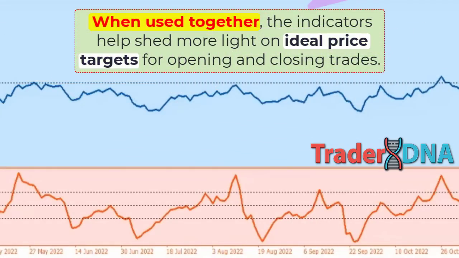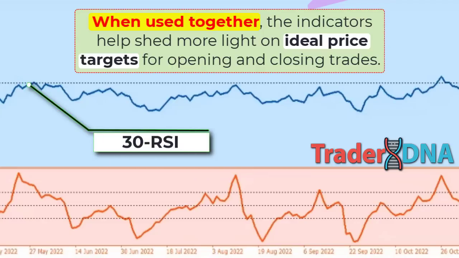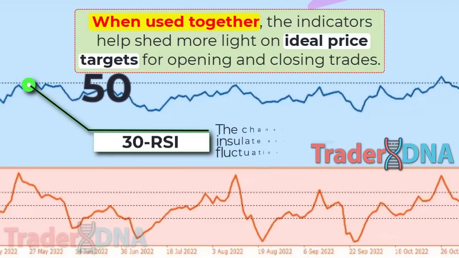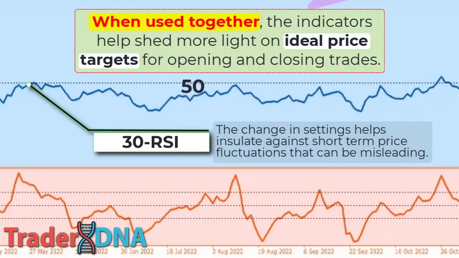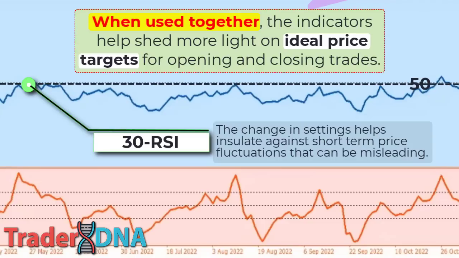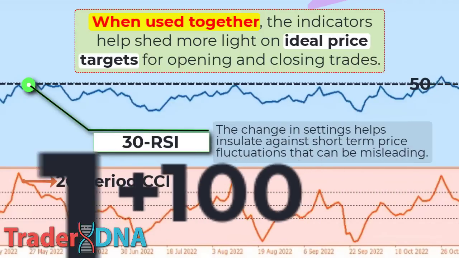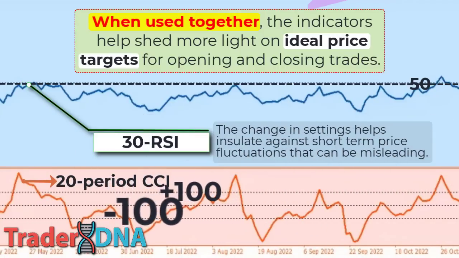To use the two indicators, firstly, tweak the RSI parameters to a 30 period RSI in place of the default 14 period. The change in settings helps insulate against short-term price fluctuations that can be misleading. Similarly, add a 50 line on the RSI indicator, in addition to the default 70 and 30 lines that indicate overbought and oversold conditions. When it comes to the CCI indicator, it would be wise to stick to the 20 period CCI, as it tends to be more immune to short-term price changes that can be misleading. The overbought and oversold limits at plus 100 and minus 100 should remain the same.